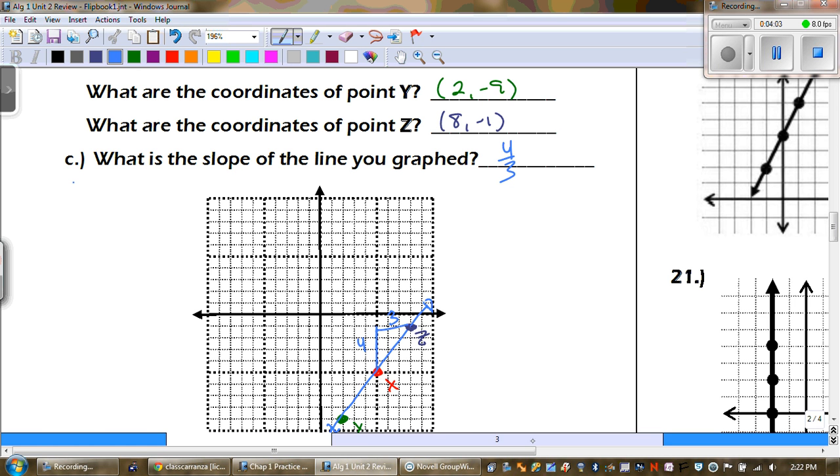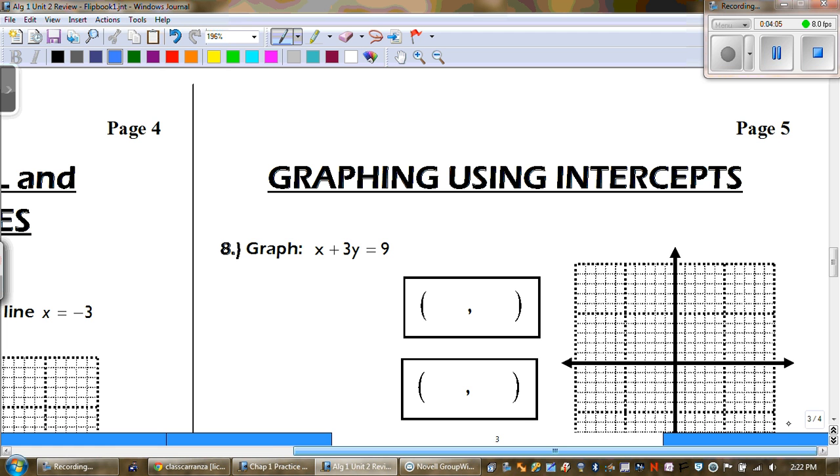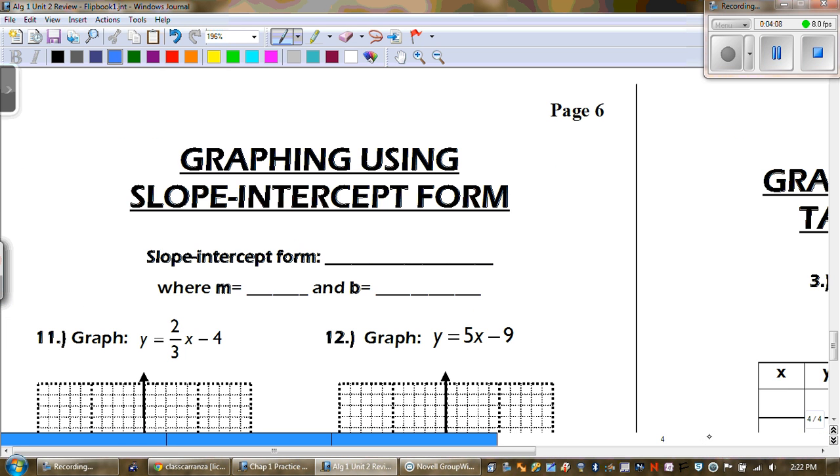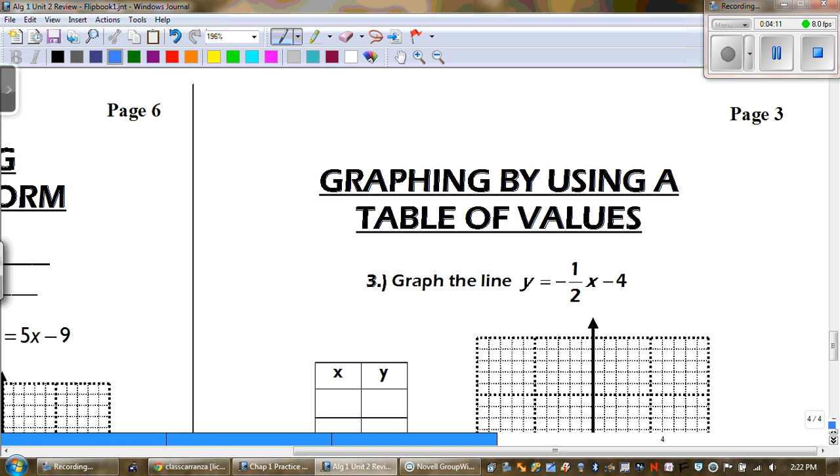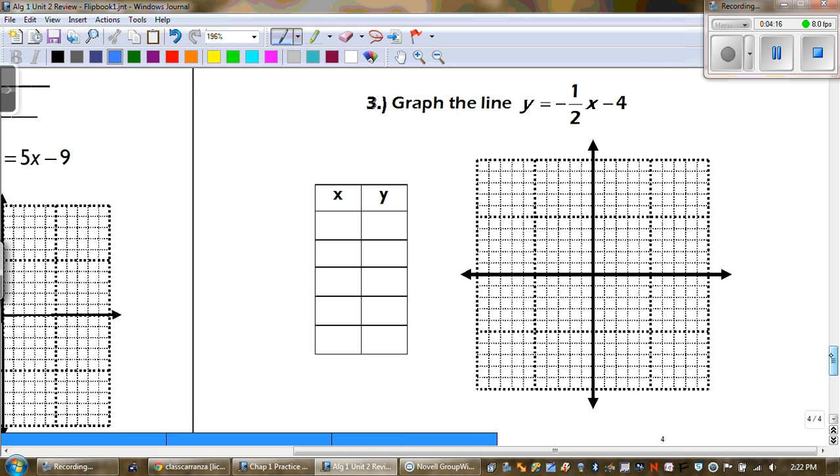Let's move on to page 3. Oh, that's not page 3. Are you page 3? There we go. Graphing by using a table of values. So what we need to do is look at our fraction right there, and that tells us what we should be counting by. Okay, so we need to count the 2's. -2, -4. And when we're plugging this in, we should get all of our answers.